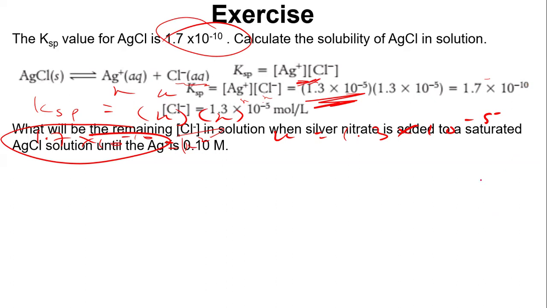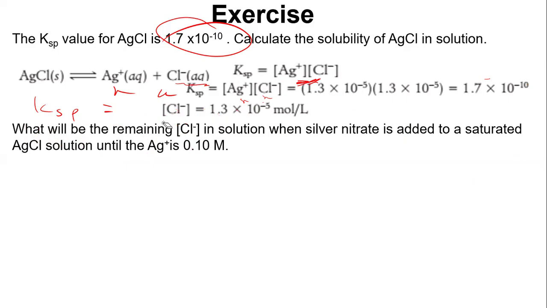Now, the next question. This is when the common ion effect comes in. So this one, I would have to take my time and explain it very well. Good. So what will be the remaining chloride ions in solution when silver nitrate is added to a saturated silver chloride solution until the Ag plus is 0.10? So now what they are saying, let me rewrite the equation. AgCl reversibly breaking into Ag plus and Cl minus, right?